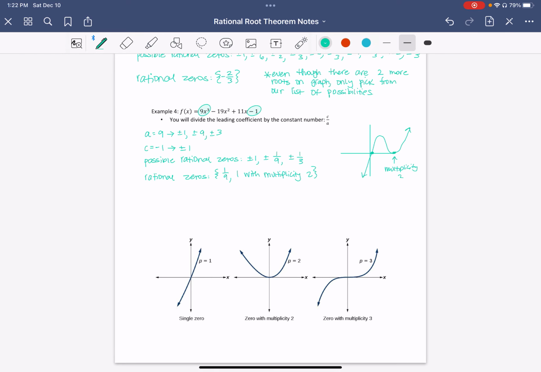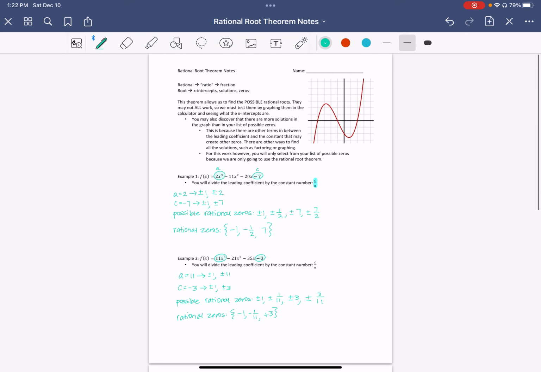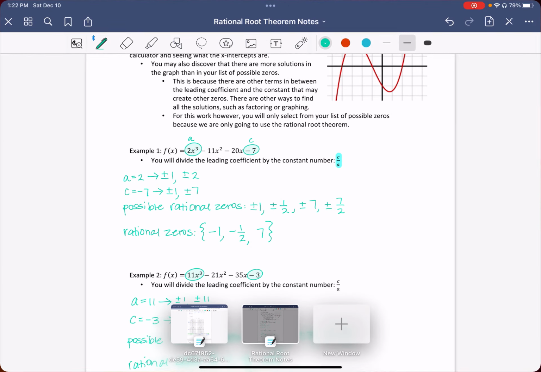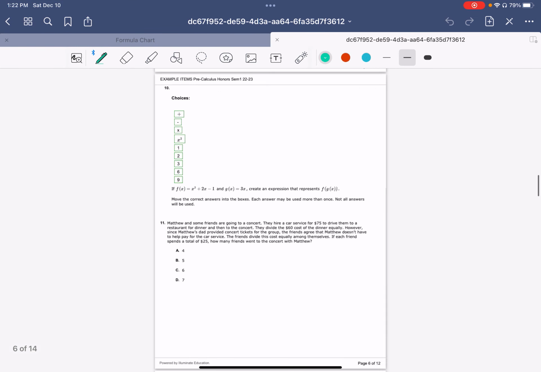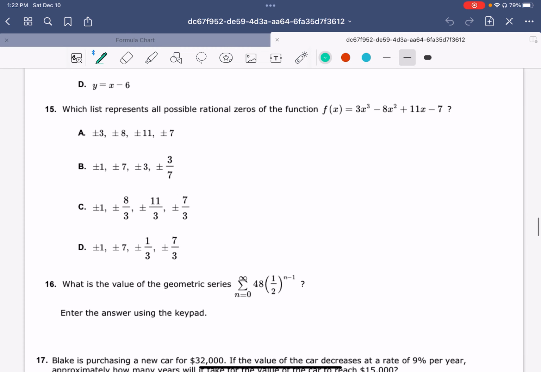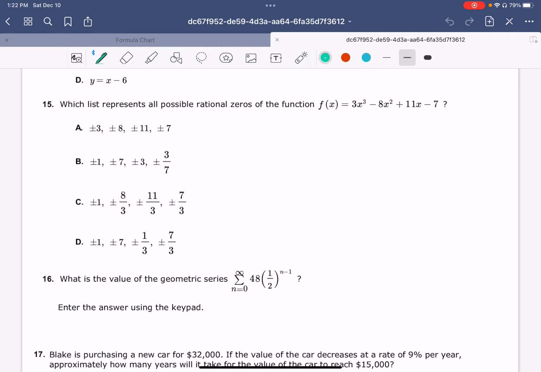So yeah, that is the rational root theorem. The good news is that I think usually on the test, they just ask you for the list of rational zeros. So let me show you, this is the sample questions from the ACP, and number 15 just says which list represents all possible rational zeros. So you don't necessarily have to go and graph it and then convert the fractions and see what's on there. You don't have to really worry that much about the multiplicity part.